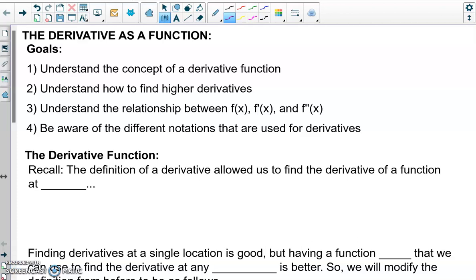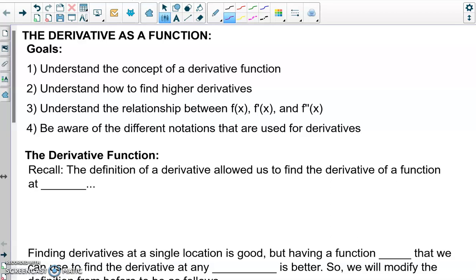The derivative as a function. So the goals here: understand the concept of a derivative function. We're going to see how that differs from what you've used before. Understand how to find higher derivatives. I want you to understand that sometimes there's a need to go to the second derivative, the third derivative, the fourth derivative, etc. Understand the relationship between f of x, f prime of x, and f double prime of x.